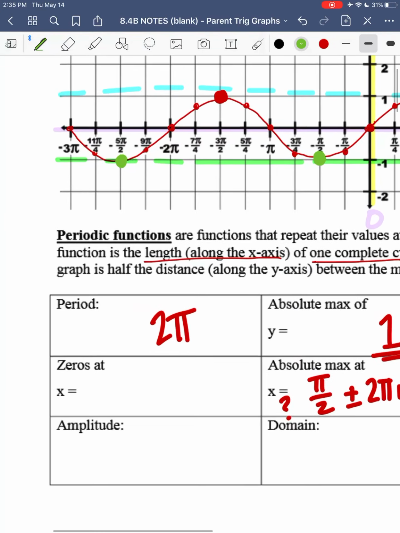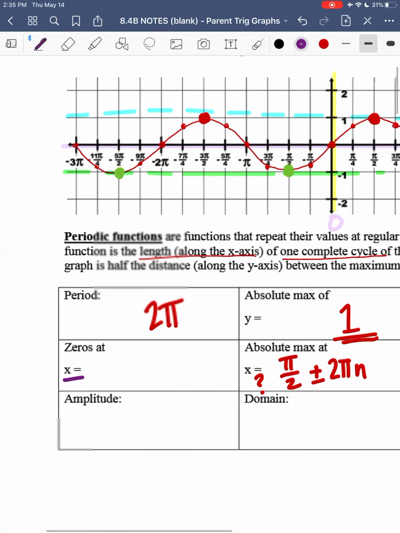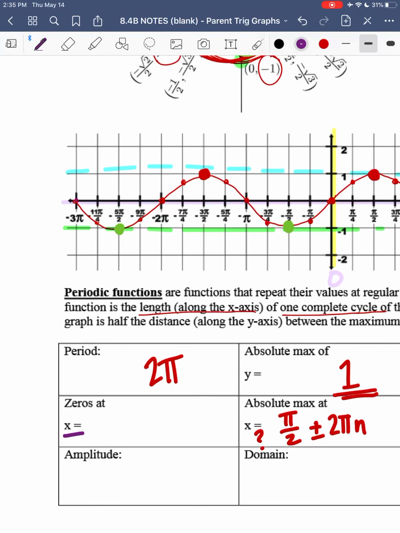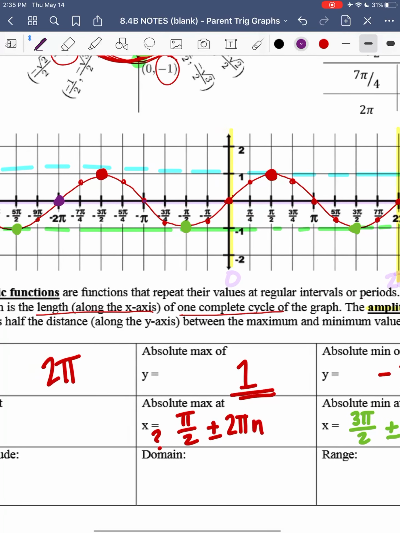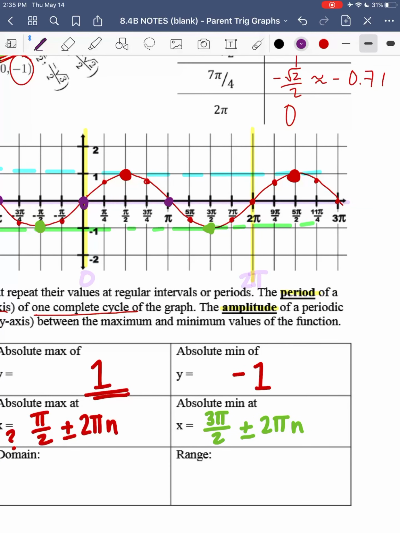Okay, another place we want to look at that's important for us are the zeros, okay? So zeros meaning where does it hit 0? So we can see it hits 0. For the max and the min, it was only hitting a max and a min 1 time per cycle, but the 0, it's actually hitting twice per cycle, right? If we look at the cycle right here in between 0 and 2 pi, it starts at the 0, and it hits 0 again in the middle, right?